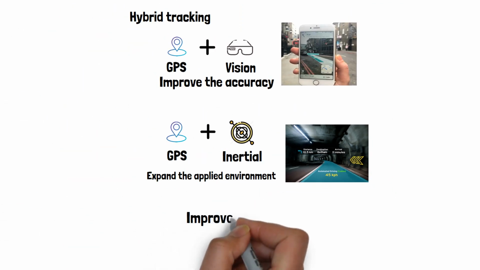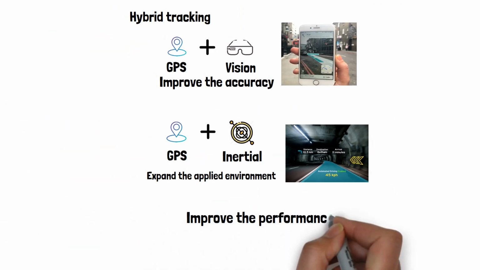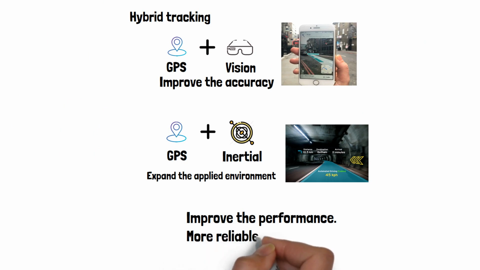In summary, each individual system has its limitations, and combining several trackers' advantages can provide more reliable and better performance. Besides, as more trackers are supported by devices, hybrid tracking technology might be the future direction.